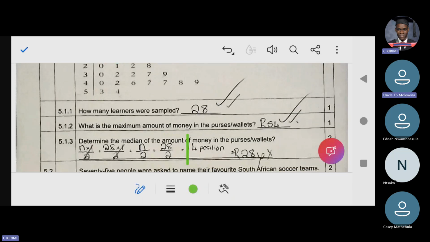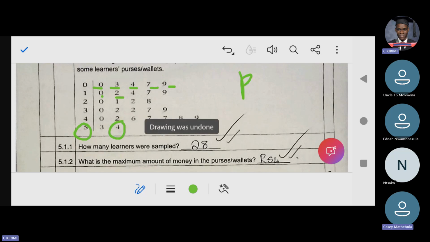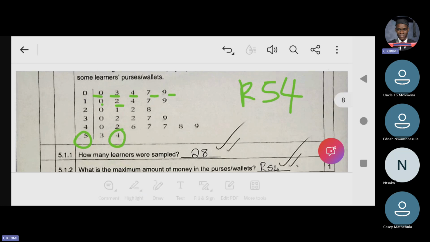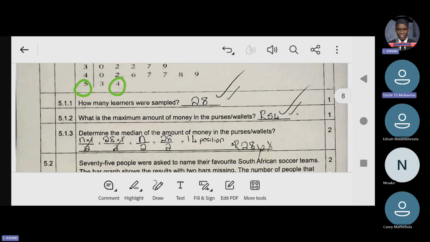Right. Maximum amount of money in the wallet. As we said, we write this in ascending order, so the maximum always starts with a 5 and ends with a 4. If the money starts with a 5 and then ends with a 4, it's how much? 54 rand. So that is the maximum amount, 54. Then determine the median.